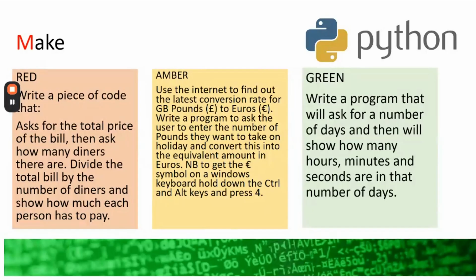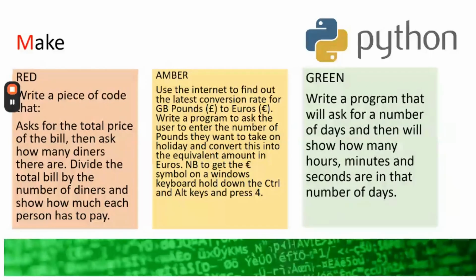So the red one starts with ask for the total price of the bill. Then ask how many diners there are. So two questions, but two separate inputs. One that asks the total price, one that asks the number of diners, one that then works out a portion, so probably another variable there, another container, where it's going to say how much does each diner need to pay, and then it prints out that answer. So see if you can structure that piece of code based on what we've just done.